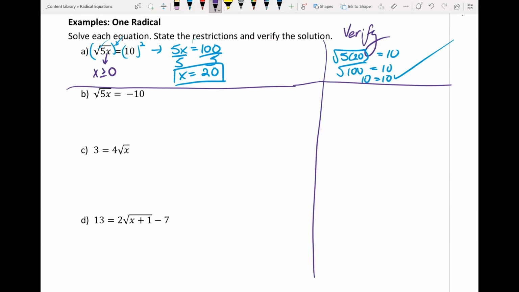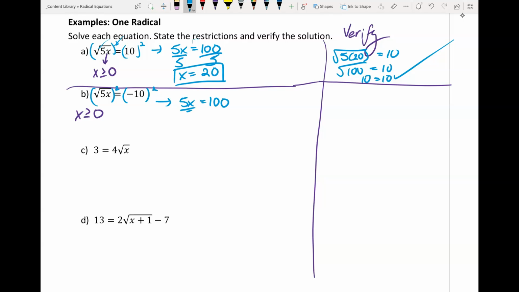Moving on to our next one. We have the root of 5x is equal to negative 10. So this one's slightly different just because we have a negative in front of the 10. And we're going to see what's going to happen when we have that. So again, for our restriction, x has to be greater or equal to 0 because we need the radicand to be positive or 0, but it can't be negative. Now I'm going to square both sides. Remember to put everything in brackets when you square it. So then we would have 5x on our left-hand side because the square and the square root are going to cancel out. And negative 10 times negative 10 is positive 100.